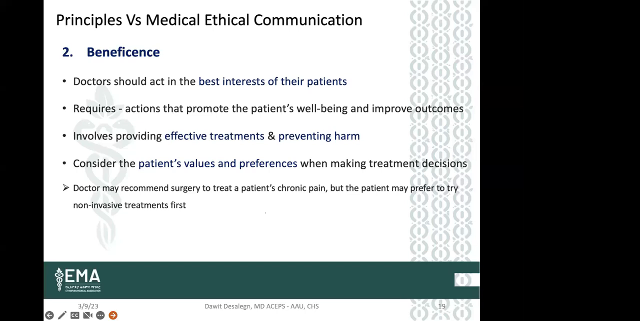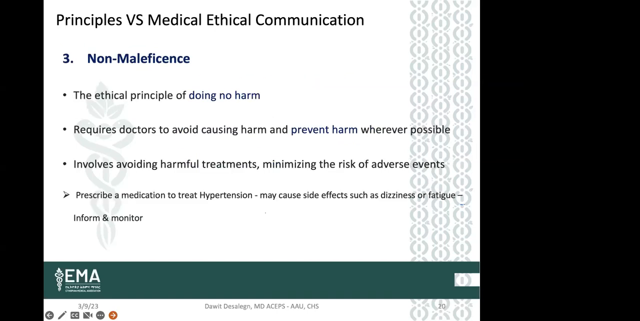Any procedure that you do can have undesirable effects, but the most important thing is to outweigh the risks and benefits. So when the patients are cared for, we need to consider their values and preferences when making the treatment decisions. Different patients can have different values and understanding for the similar recommendation. For instance, you can recommend surgery for chronic pain, but some of them may prefer to try non-invasive treatments, and then this could be discussed in a way that you are all aligned together on the treatment plan.